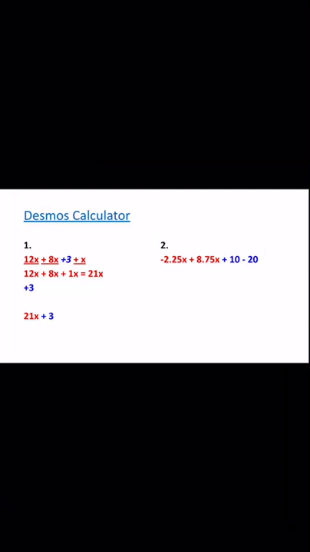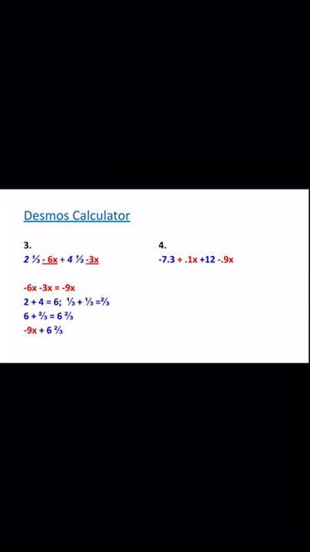Number 2, I've already broken it into red and blue. Red is a coefficient, blue is a constant, and go ahead and do the same. Number 3, 2 1/3 minus 6x plus 4 1/3 minus 3x. Once again, the coefficients are in red. So our first one says -6x. The second one says -3x. -6x plus a -3x is a -9x. Or we could say -6x minus 3x equals a -9x.